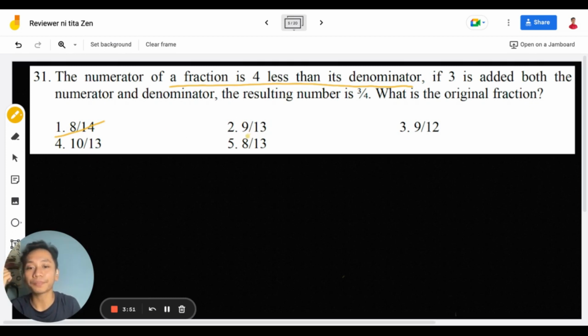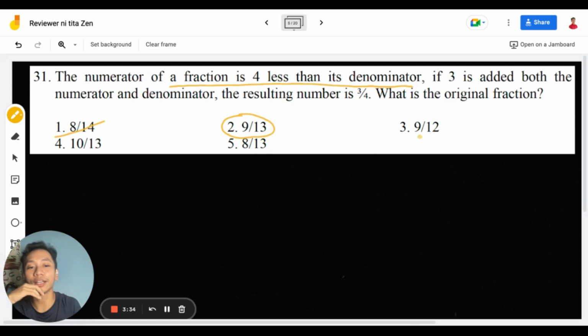Si 2 naman, 9 over 13. Try natin. 10, 11, 12, 13. Look at that. Meron agad tayong isang option na pumasok because 9 is 4 less than its denominator, 13.